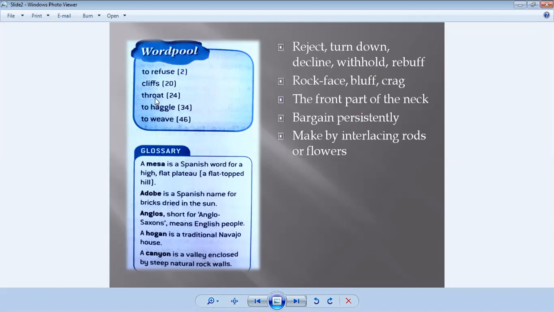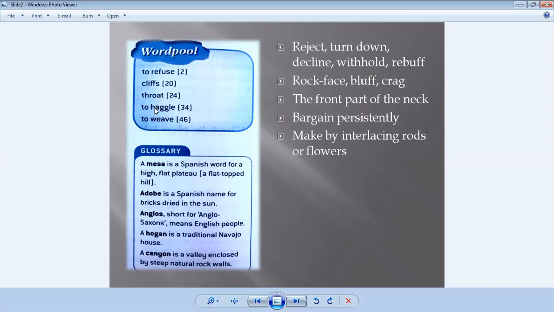Okay, what about a throat? Throat. What does it mean? That thing in the neck. In our neck. What do you call it in the science language? In our neck. Esophagus. But the neck has this throat in front of your neck.